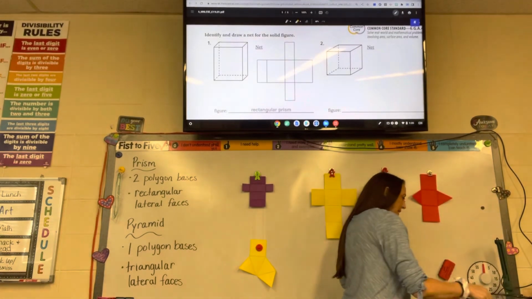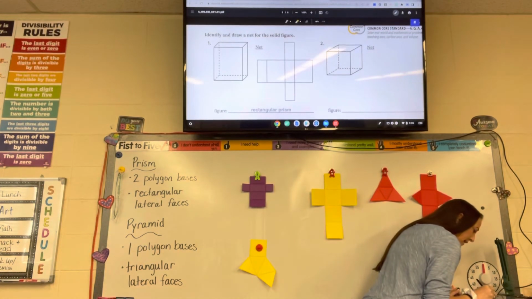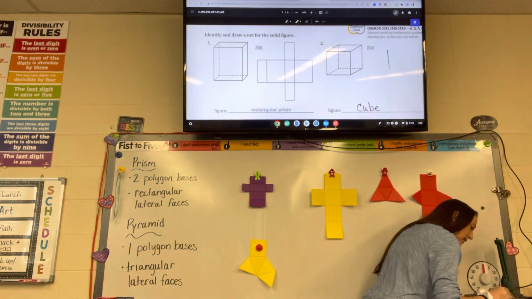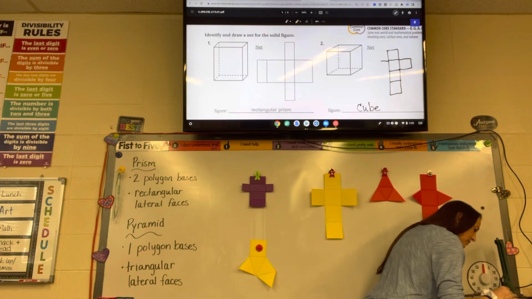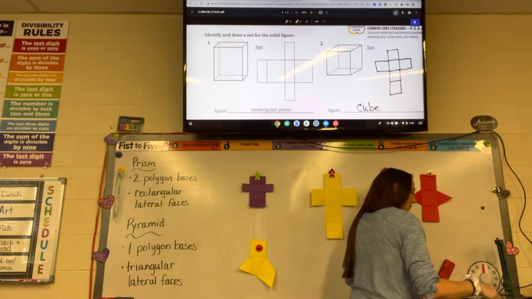And then we're going to go over here to the last page. What figure is that? Cube. A cube. And then we're going to draw a net of a cube, which is going to be 1, 2, 3, 4, with a square on the left and a square on the right.